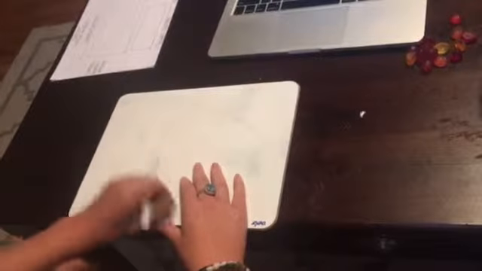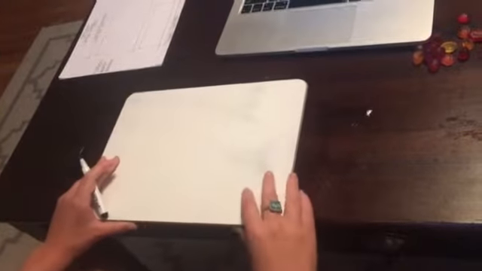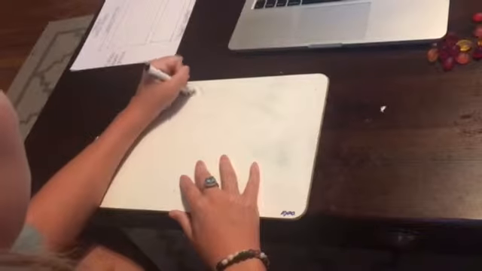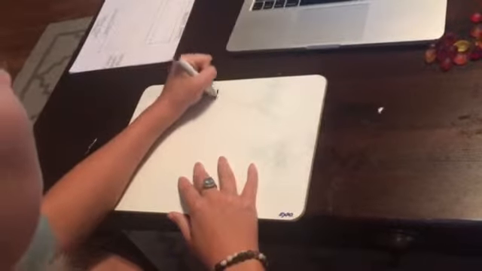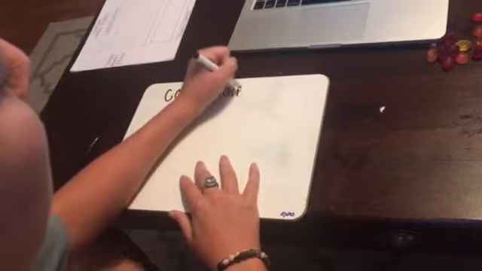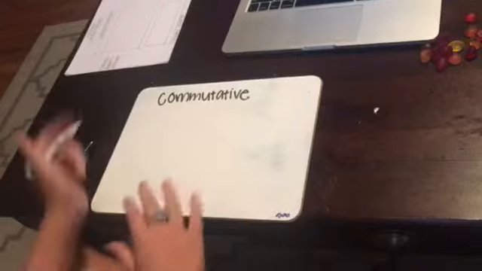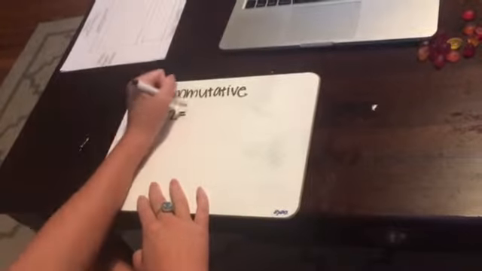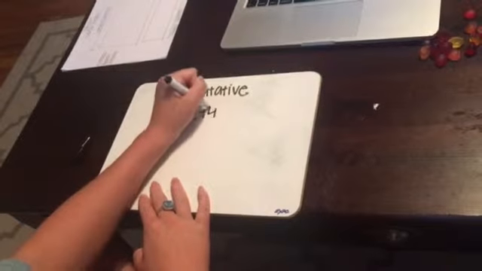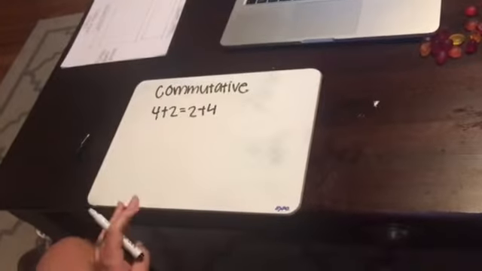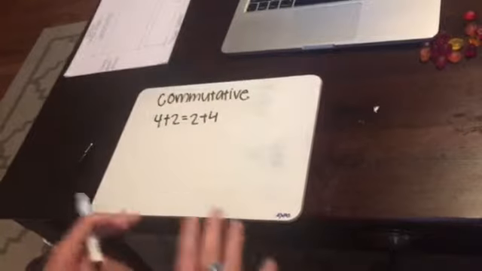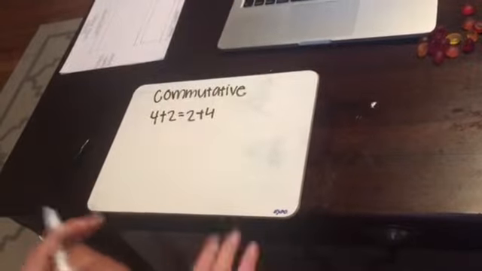So the next misconception I want to go over is the commutative property of addition. Okay, so the commutative property states that, say we have 4 plus 2, it is going to be equal to 2 plus 4. So what this basically means is that any way you do an addition problem, you're still going to get the same answer, and it doesn't matter which you add first.